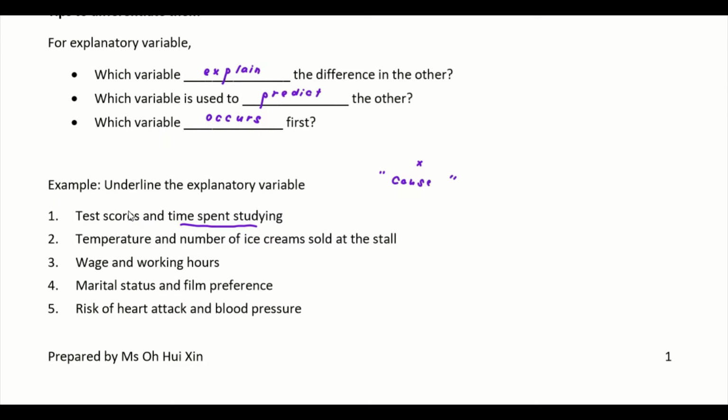Okay, same thing for number two. Temperature and number of ice creams sold at the store. So which one comes first? Which one do you use to explain the difference in the other one? Then the temperature actually comes first, right?